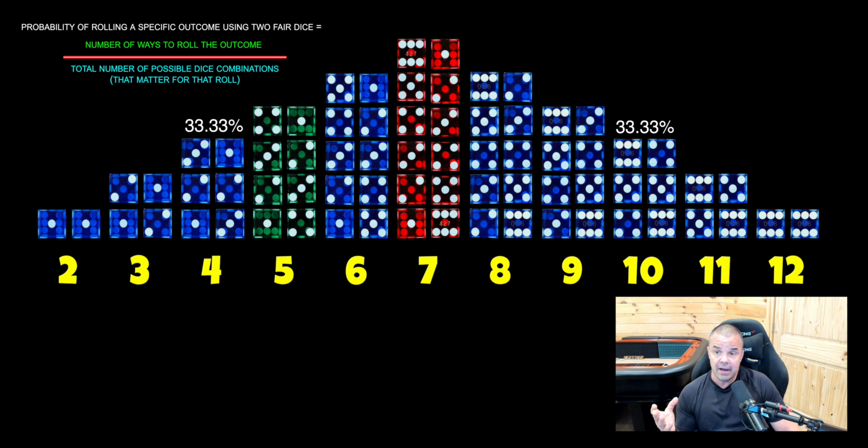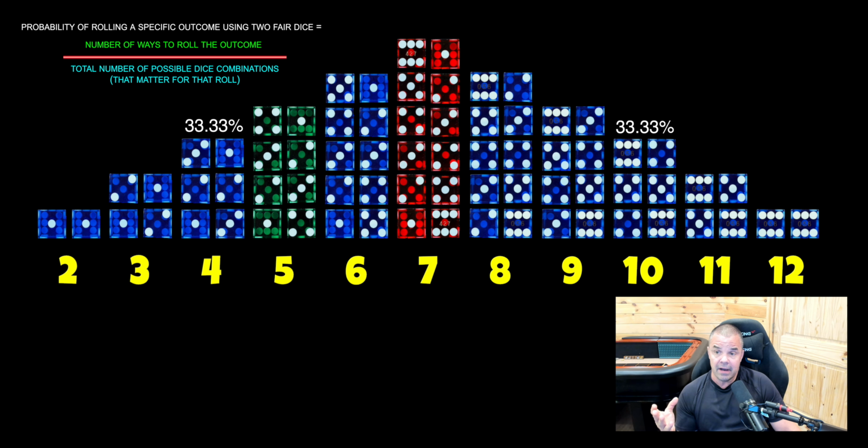If you move over to the 5, you have 4 ways to actually get the 5. You still have the 6 ways that you can roll a 7. So now your equation is 4 divided by 10, which gives you 40%. So you've increased your odds from 33.3 on the 4 to 40% on the 5 and its sister, the 9, if you happen to bet on the 9.